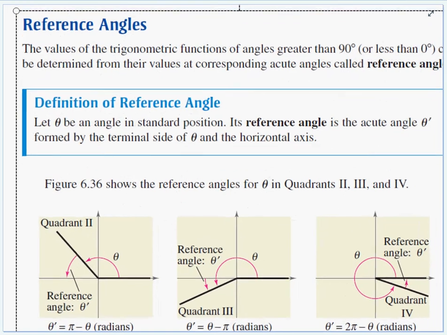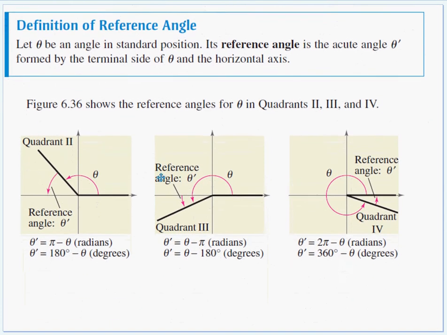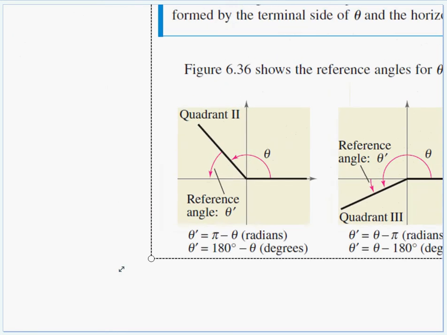So here, it says the values of the trig functions of angles greater than 90 or less than 0 can be determined from their values at corresponding acute angles called reference angles. So it says here in their definition, let theta be an angle in standard position. Its reference angle is the acute angle theta prime, formed by the terminal side and the horizontal axis, the x-axis. So think about this. The reference angle is just the quickest angle to get you back to the x-axis.